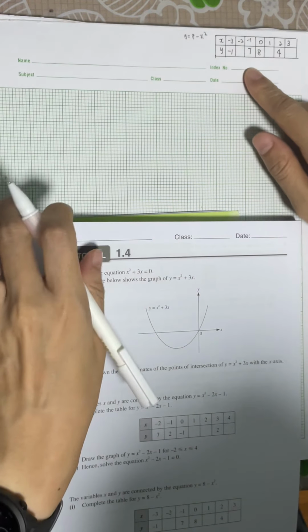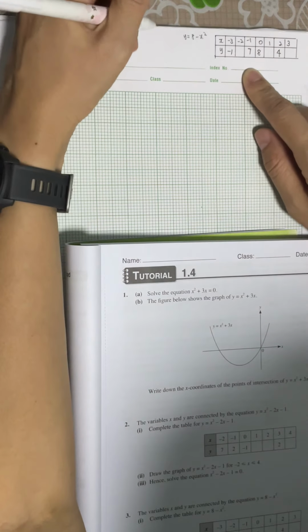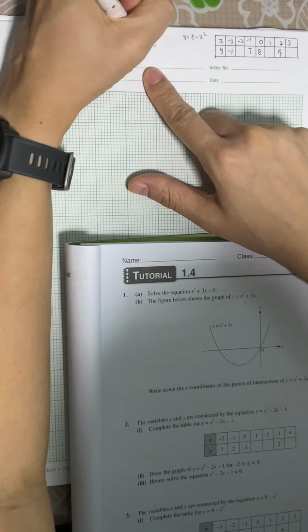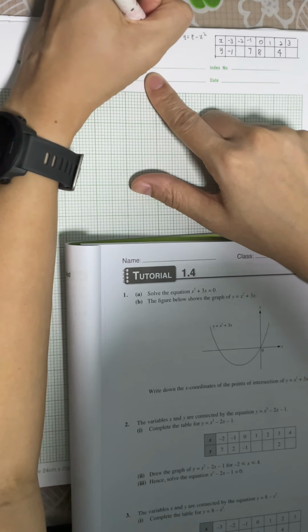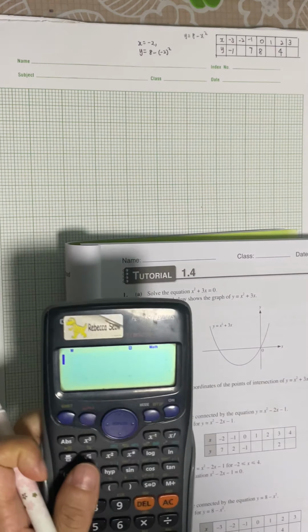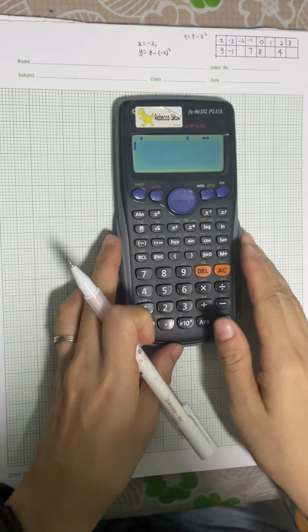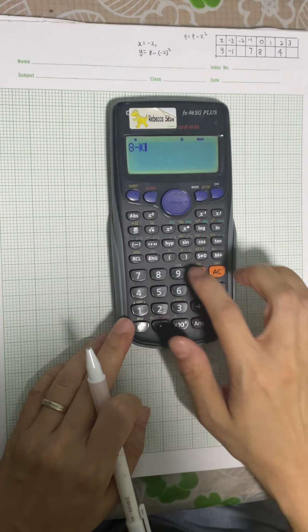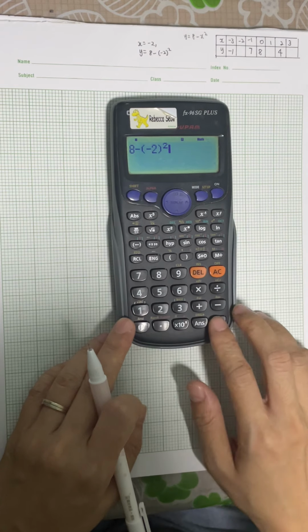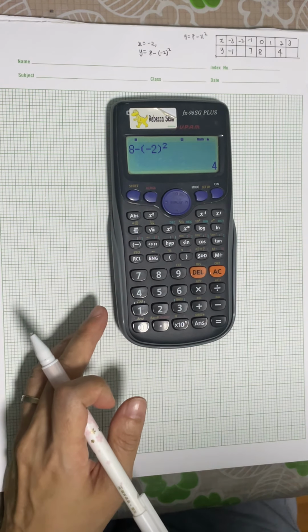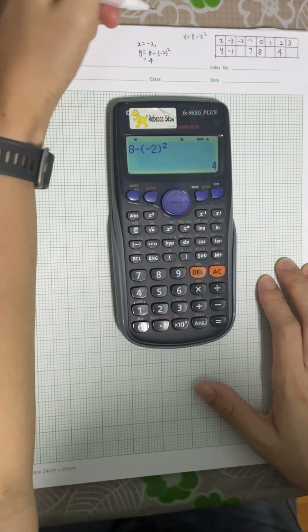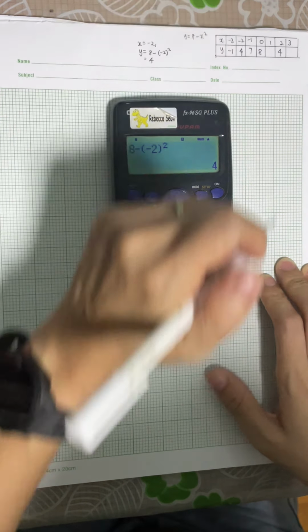When x equals minus 2, y equals 8 minus 2 squared. So on the calculator, what I'm going to do is this. 8 minus 2 squared. Okay, and I'll get a value of 4. I'll fill in this blank with 4.